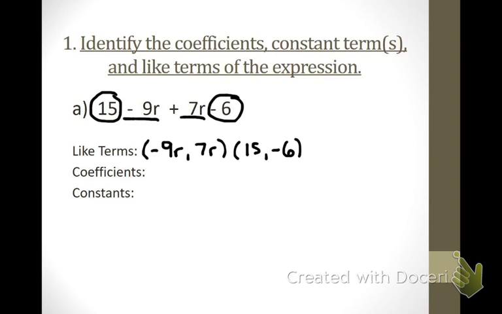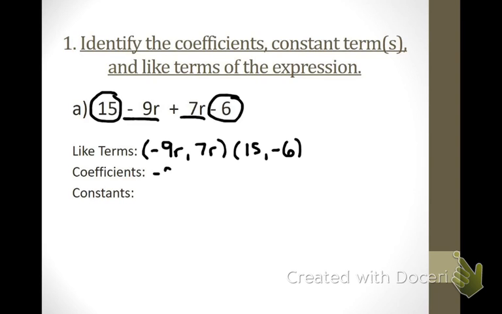Now my instructions have asked me to find the coefficient. I want you to look back at your notes and read to me, what is a coefficient? The number part of a variable term. I am not asking for what the variable is. I'm only asking for the number part of a variable term. What is it? Negative 9 and 7. Good job.